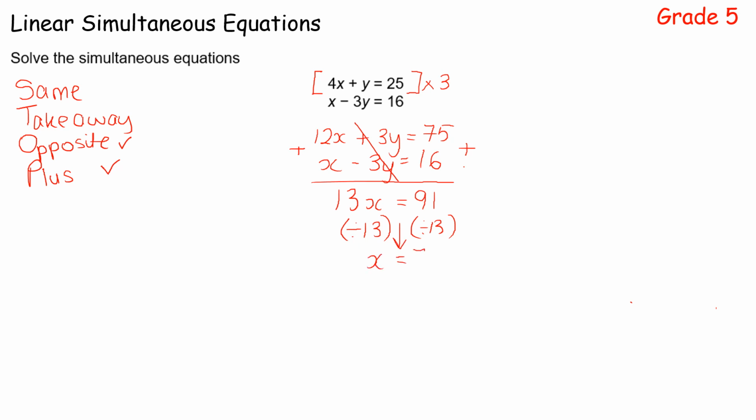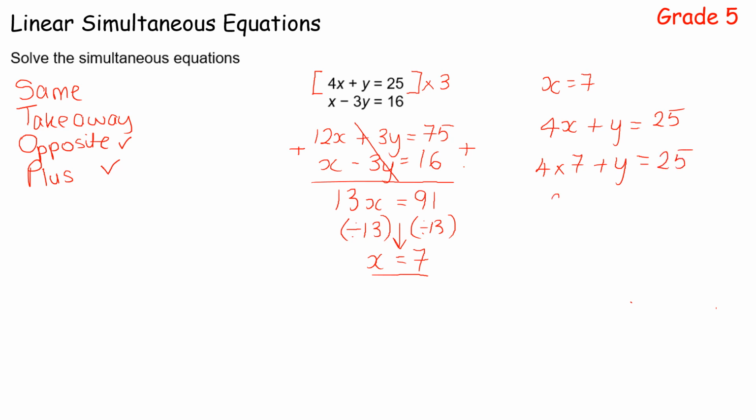X equals 7. Okay. Now that I found x, I need to find y. So what I'm going to do is take my x value and substitute it into one of the equations, one of the original equations. So let's go for the first one. So we know x equals 7, and we're going to use the equation 4x plus y equals 25 to work out what y is. So 4 multiplied by x, which is 7, plus y equals 25.